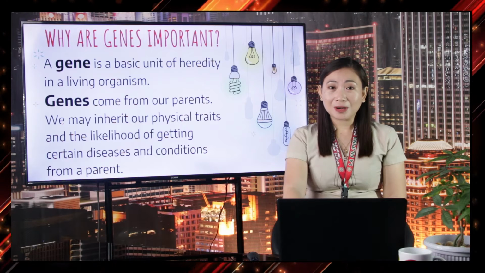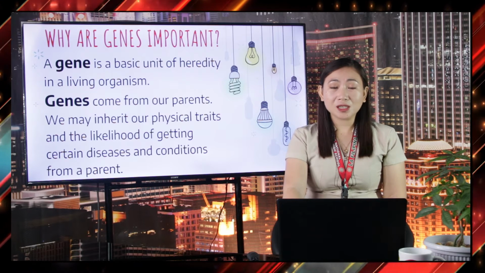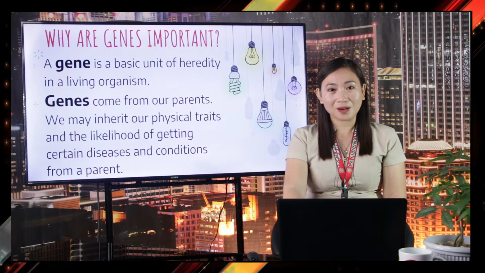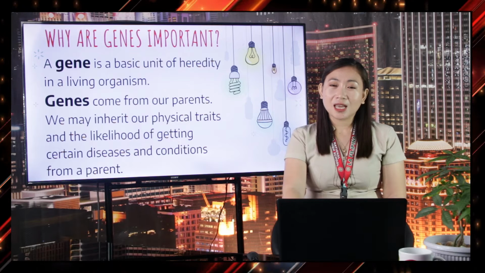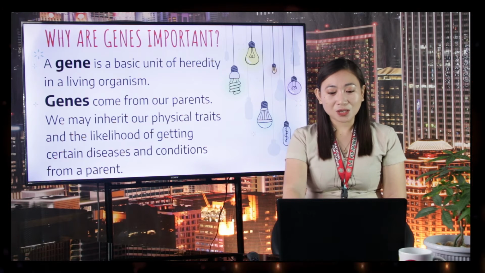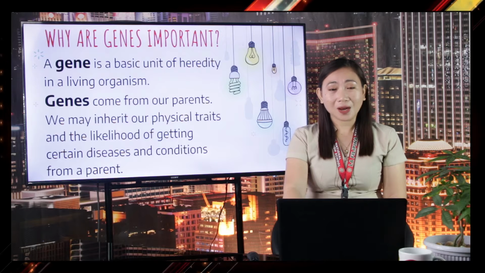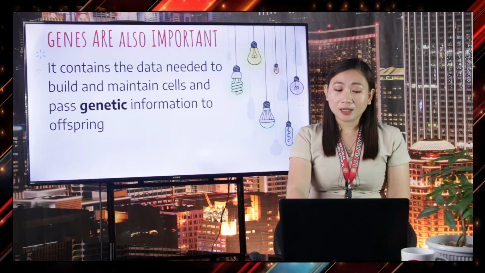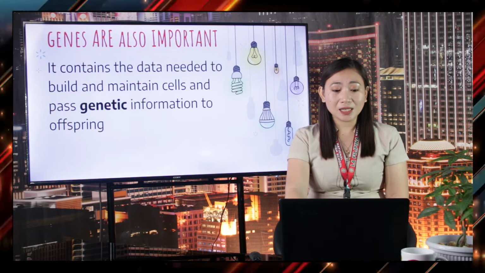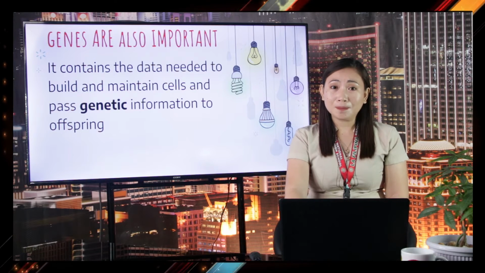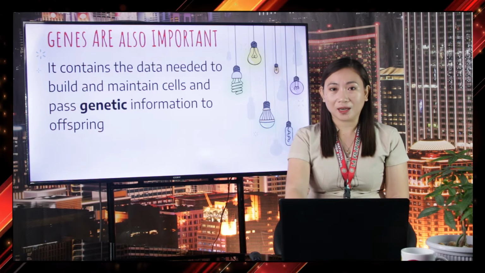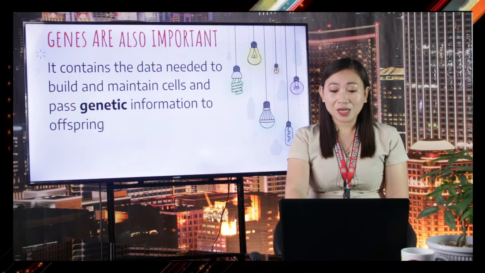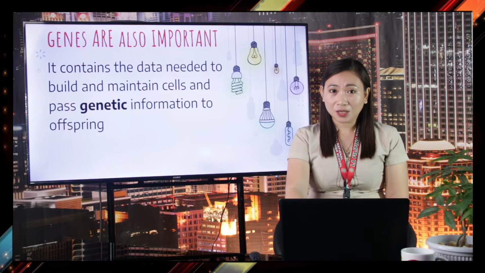Genes come from our parents. We may inherit our physical traits and the likelihood of getting certain diseases and conditions from our parents. What are these diseases? Examples are high blood pressure, Alzheimer's disease, arthritis, diabetes, and even cancer. Genes are also important because they contain the data needed to build and maintain cells and pass genetic information to offspring. Now, since you already recall your previous knowledge about genes, let's continue our learning journey for today.